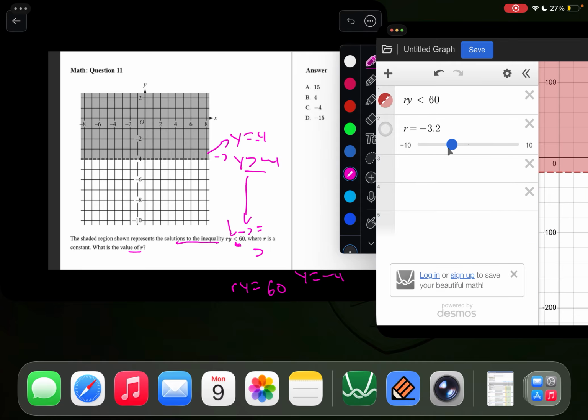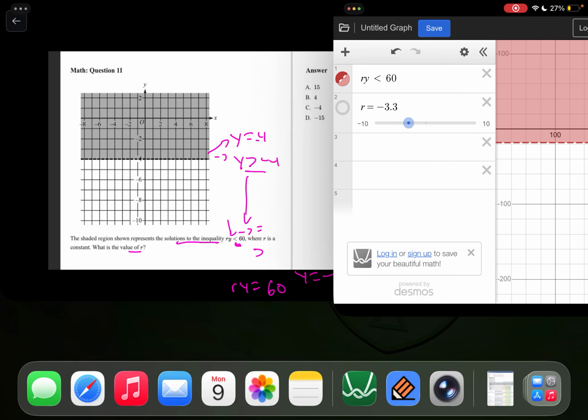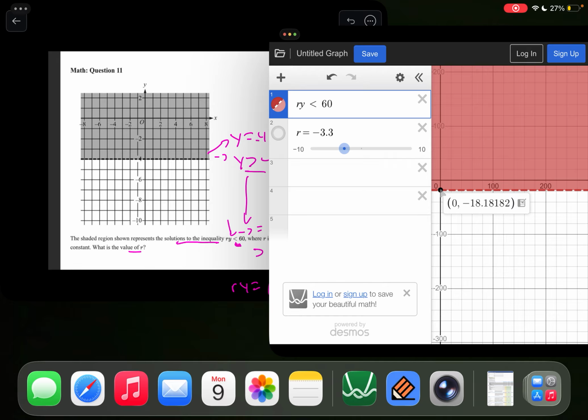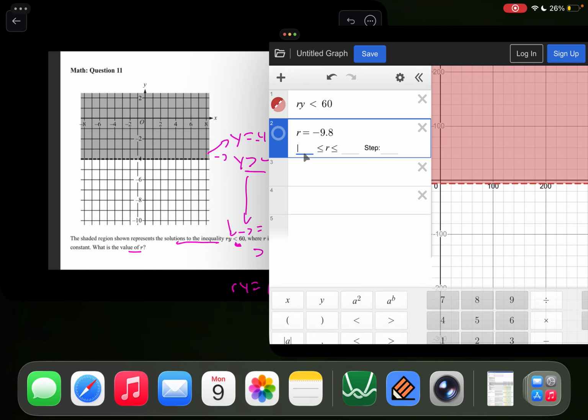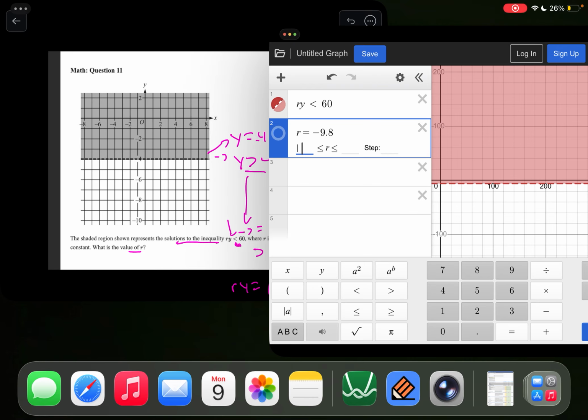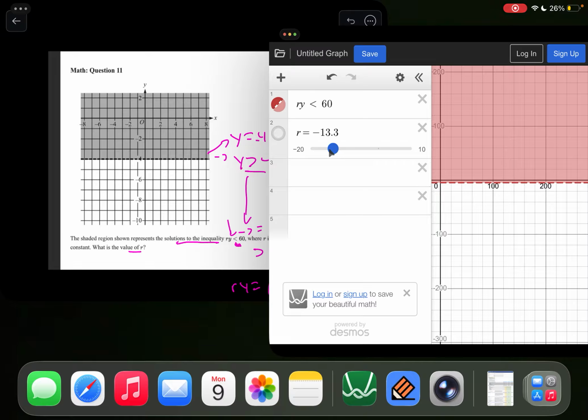I'll try to slide it down. Yeah, this looks correct. It needs to be negative because the shaded region is above the line. All right, so we need to have this dot equal -4. That doesn't equal -4 yet, so we can just increase this bound to like -20, and just keep on lowering this until we reach it.